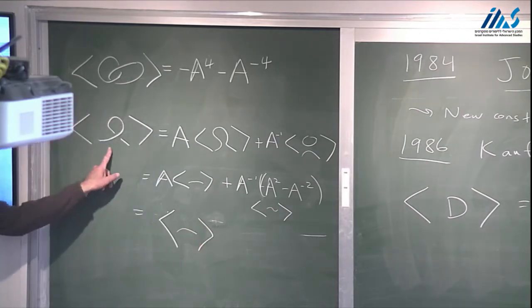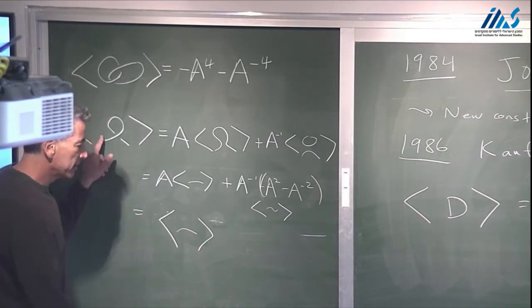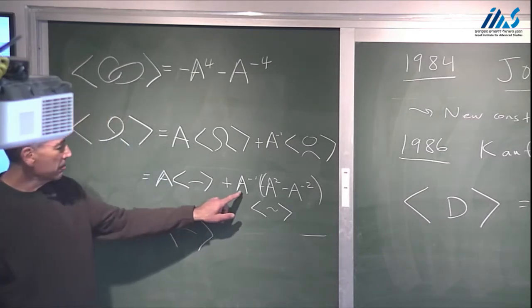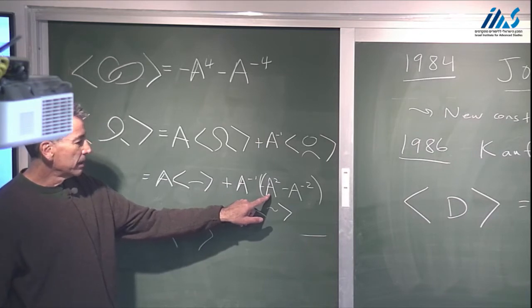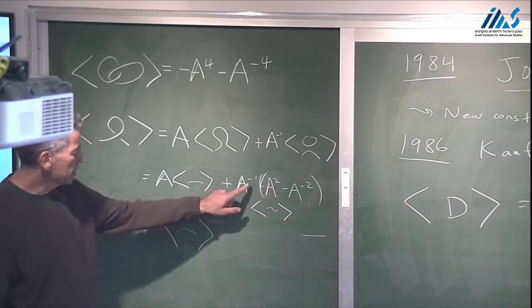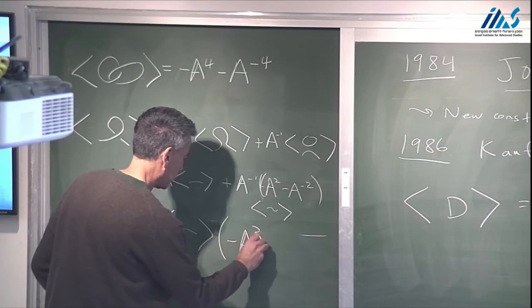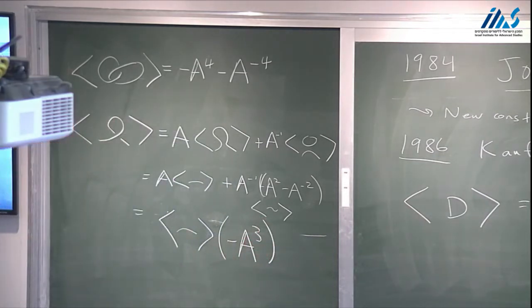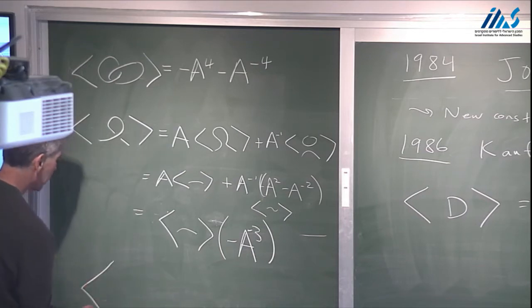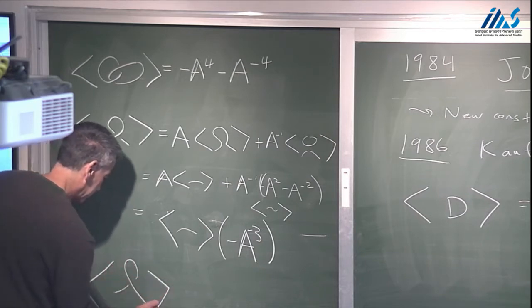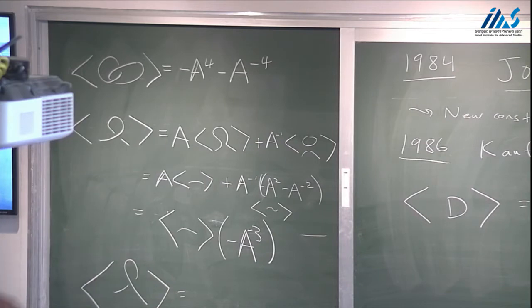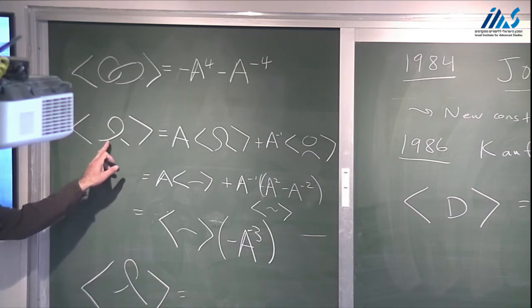The effect of adding a kink is to take the diagram without the kink and then multiply it by what? You get a minus A cubed. This gives us a minus A and a plus A, which cancel. So we'll just multiply by minus A to the minus 3, excuse me. And if we had done it the other way around... in other words, what I'm showing here is that this bracket is not invariant under the type 1 moves.